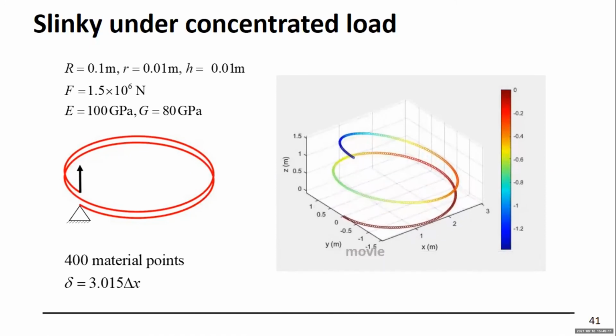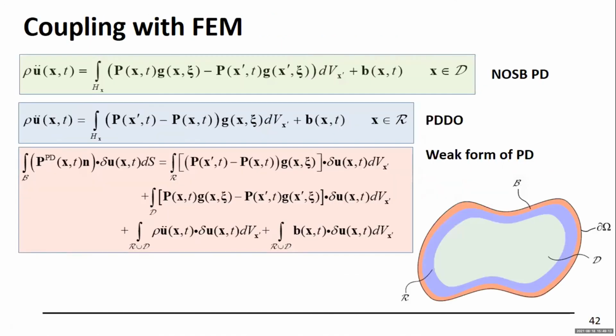All right. So now I come back to coupling with FEM. I think I have enough time. So how do I couple the peridynamic equation of motion with FEM? That's the goal. In the interior region here, I have non-ordinary state-based peridynamics, derived by Silling, 2007. And we derive this one by using the peridynamic differential operator in this region here.